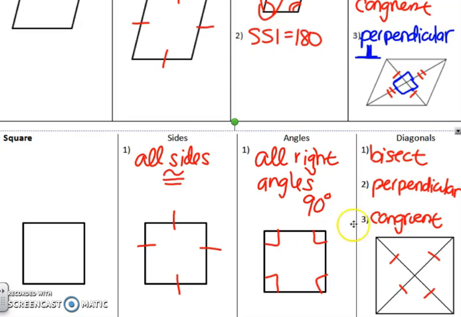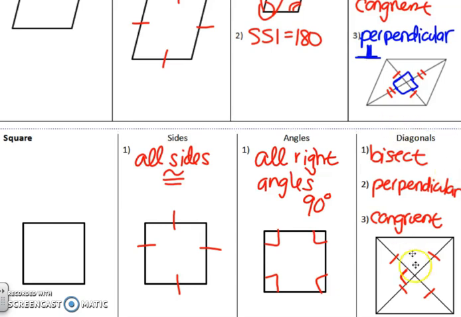Now, since they were congruent, I know we're going to have isosceles triangles going on. And then I'm also going to have a right angle everywhere in that middle. Okay? So again, I've got isosceles triangles going on, and I've got vertical angles and all that. So we're going to use our knowledge of triangles and quadrilaterals with these. So those are the properties of all of them. Let me know if you have any questions. Otherwise, you're going to have to memorize those and practice with them.